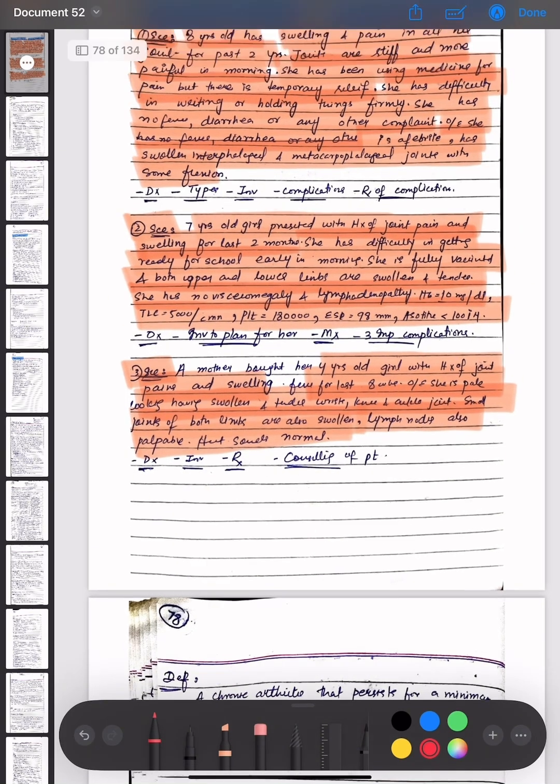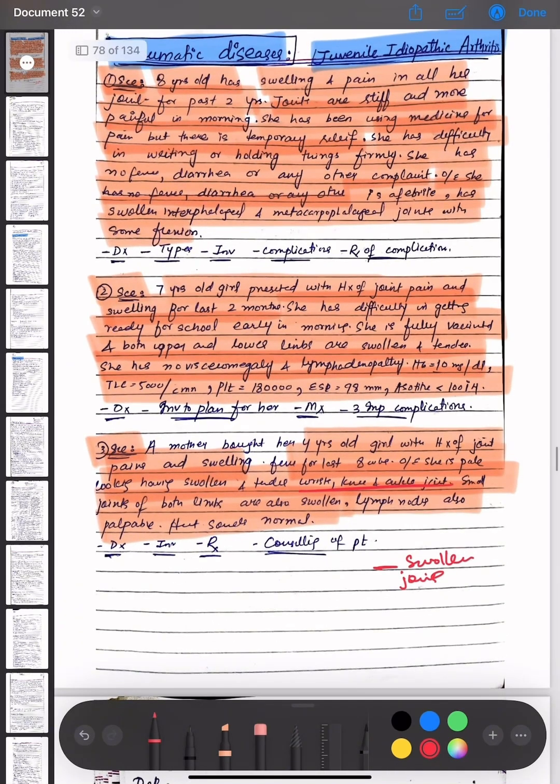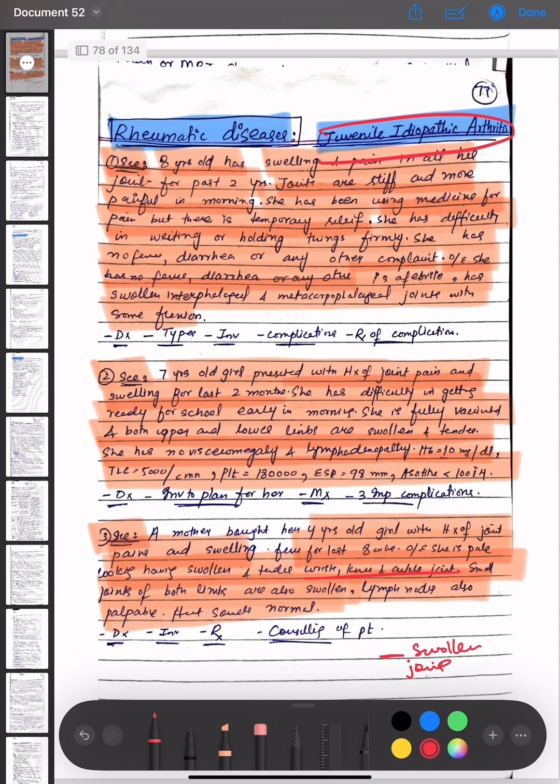Okay, so we get the diagnosis from these scenarios: there are swollen joints, multiple joints, that are wrist, ankle, and knee. So all joints are involved, and there is difficulty for the patient to go to school or whatever, which means this joint swelling or pain is affecting her normal life activities. So the diagnosis of this disease is juvenile idiopathic arthritis.